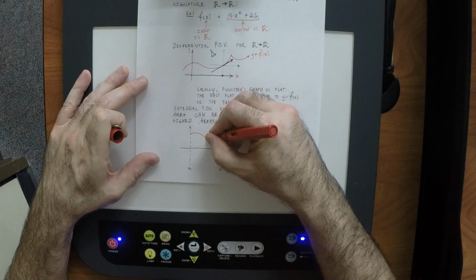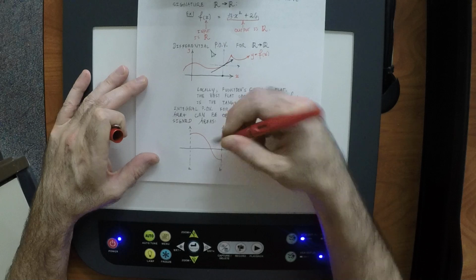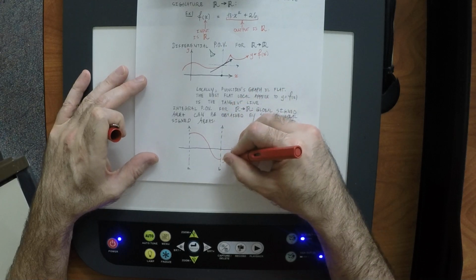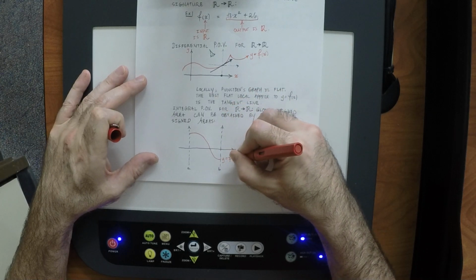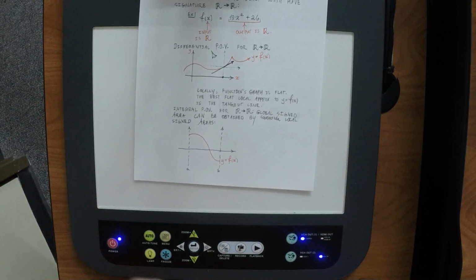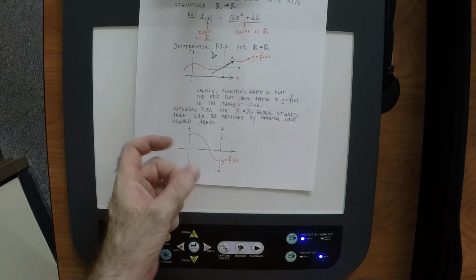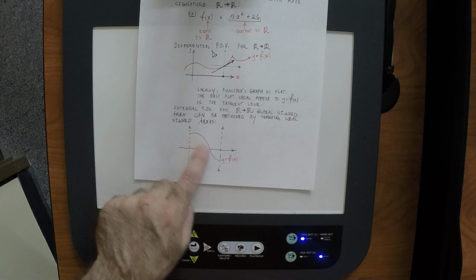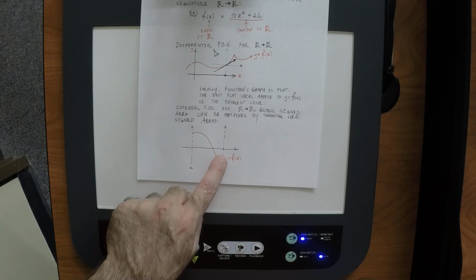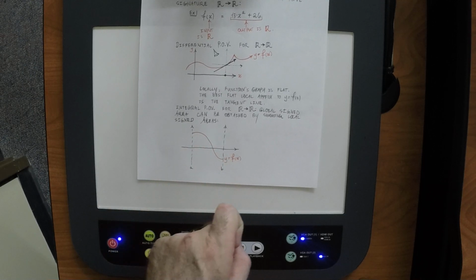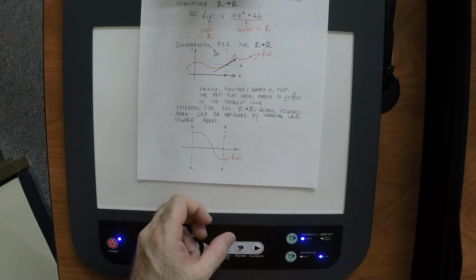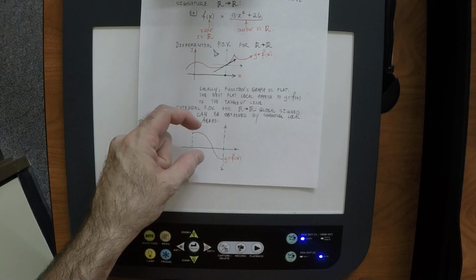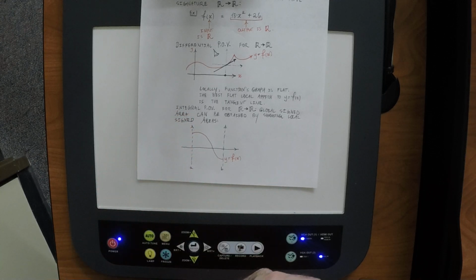So if this is the plot of y equals f of x, then the integral from a to b of f of x accumulates the signed area. You can kind of see that there are two different regions. There's that one and that one. One of these will be reckoned positive. Which one? The one that's above, and the other one negative.